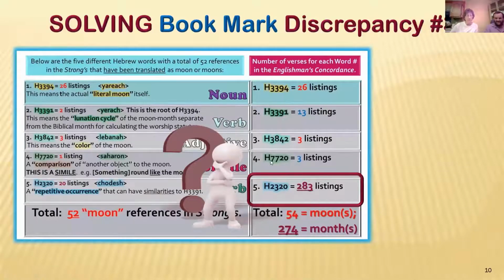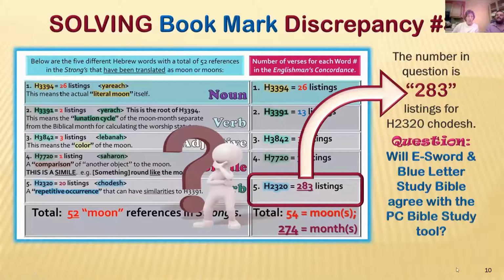283, that one of our calendar people was wondering about because on their study tool, they were not coming up with this number of 283. Well, the number in question is 283. 283 listings for 2320. And it's good to be here to have this good Hebrew. So the question is, will eSword and the Blue Letter Study Bible agree with the PC Bible study tool that I'm using? We want to see about that.